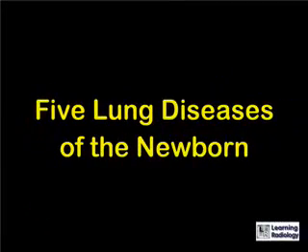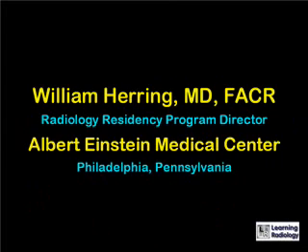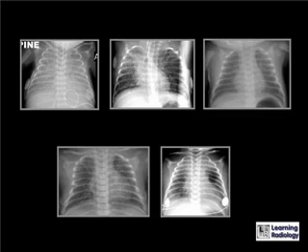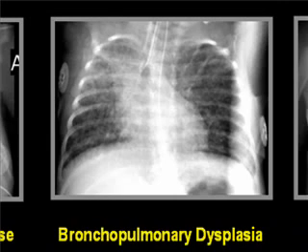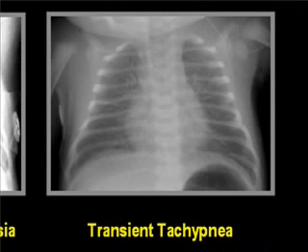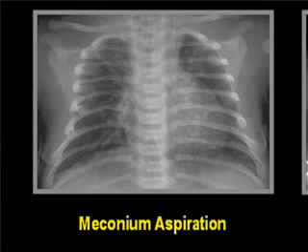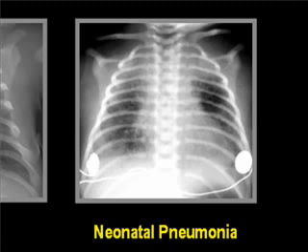5 lung diseases of the newborn. I'm William Herring from Albert Einstein Medical Center in Philadelphia. The 5 diseases we're going to talk about are hyaline membrane disease, bronchopulmonary dysplasia, transient tachypnea of the newborn, meconium aspiration syndrome, and neonatal pneumonia.